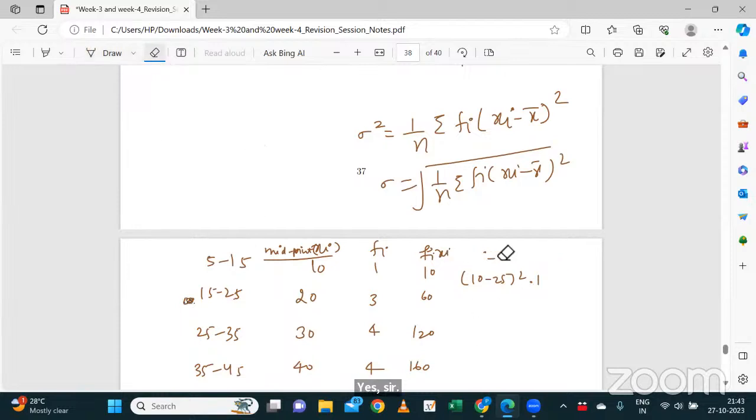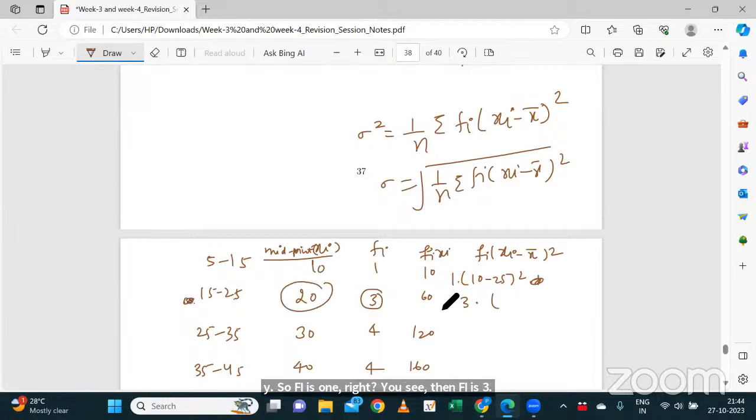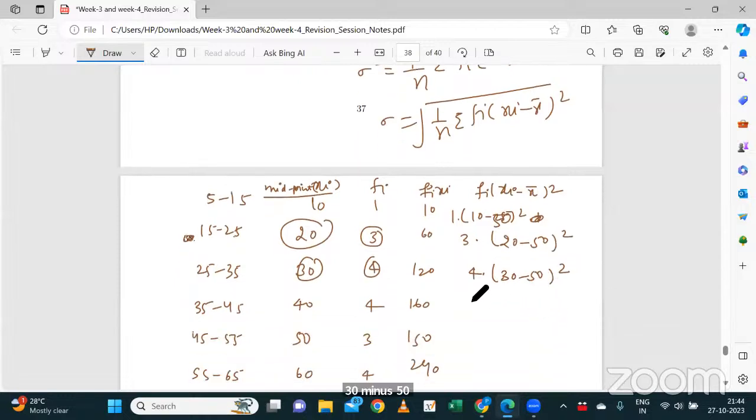Are you getting everybody? Any doubt? Right, so fi is 1. Then fi is 3 into xi is 20 minus 50, square. Then 4 into 30 minus 50, same thing. 4 into 40 minus 50. Then 3 into 50 minus 50.